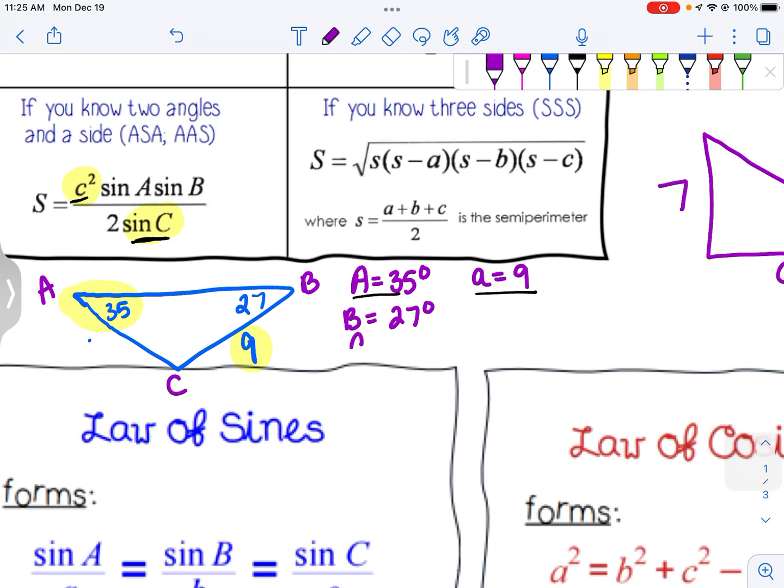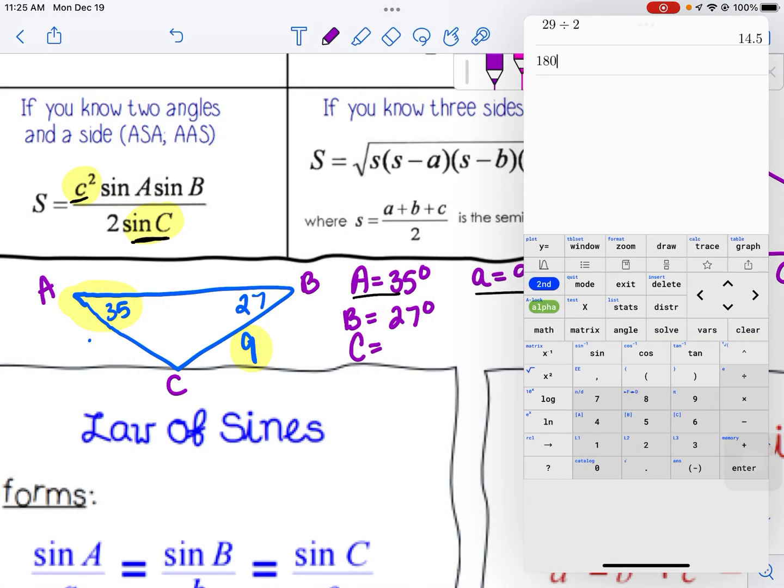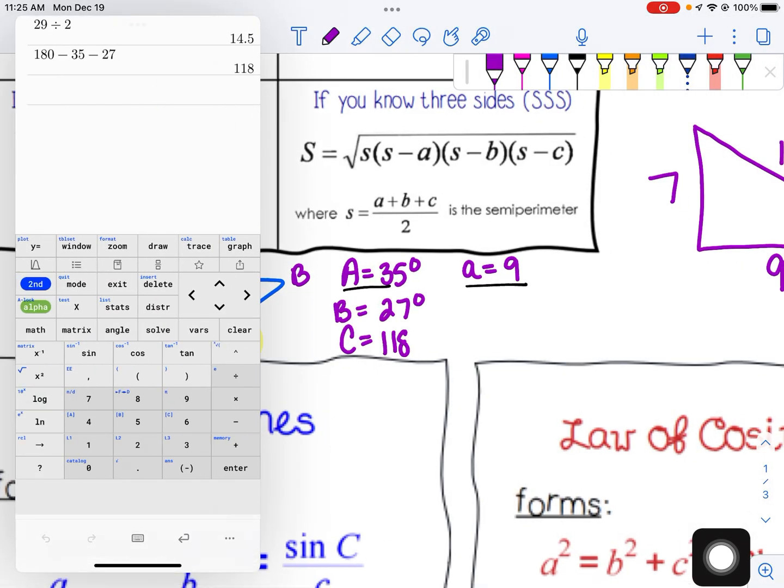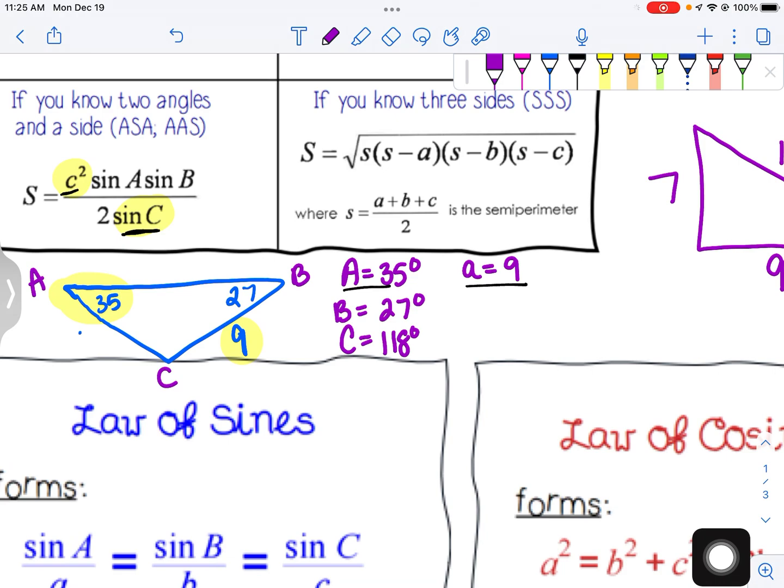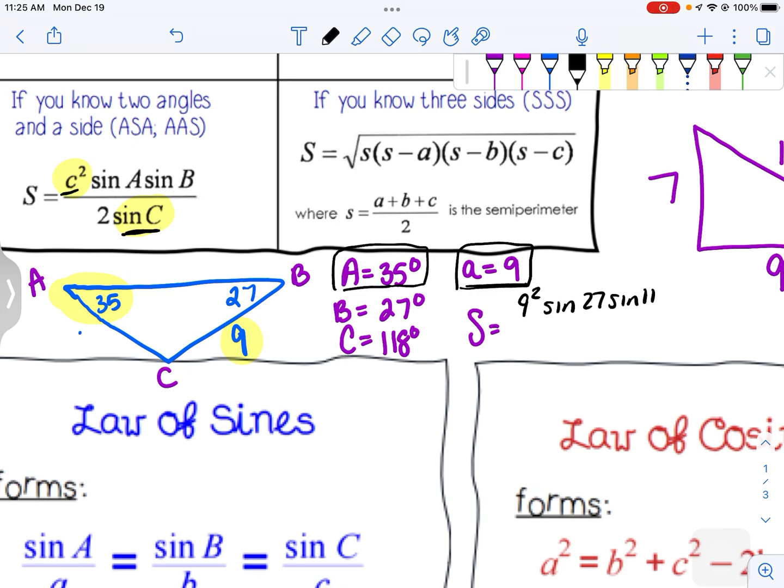You would have to solve for that third angle by subtracting these 2 that you're given from 180. So 180 take away 35 and take away 27 would leave you with 118. And then when you plug it into your formula, you're going to use the side that matches up with the angle as the top and bottom. So you're going to do the 9 squared, then sine of 27, sine of 118, your other two angles, and then 2 sine of 35.